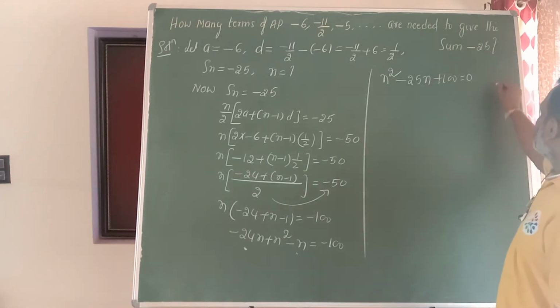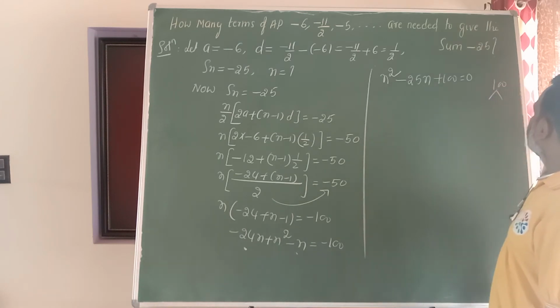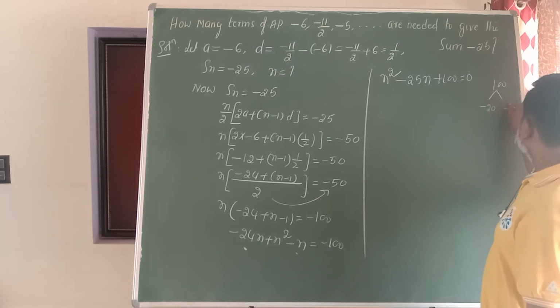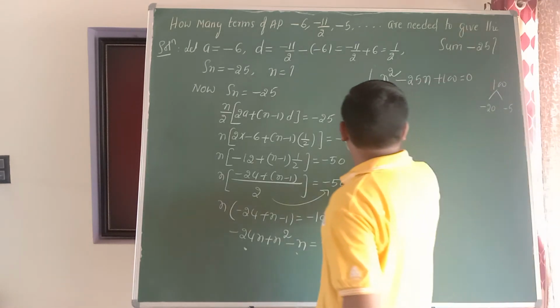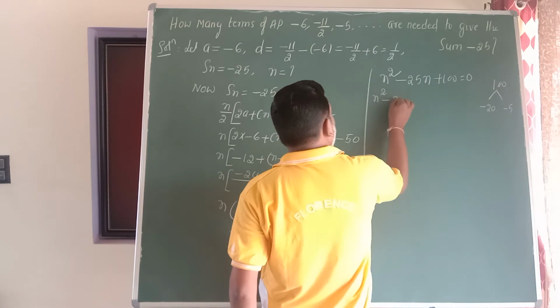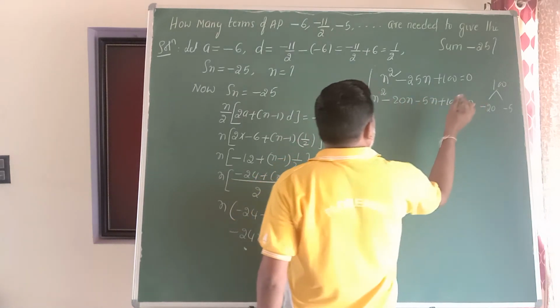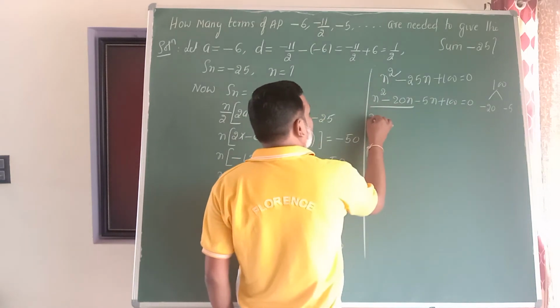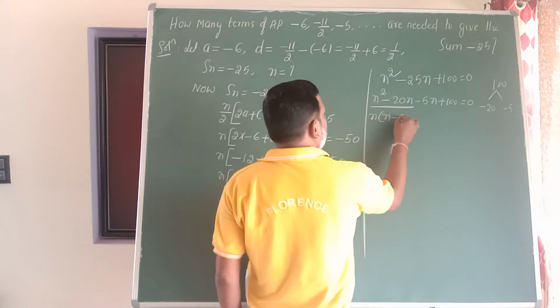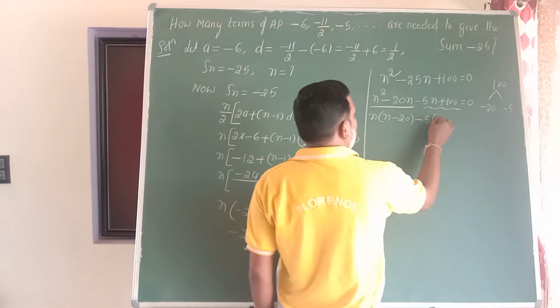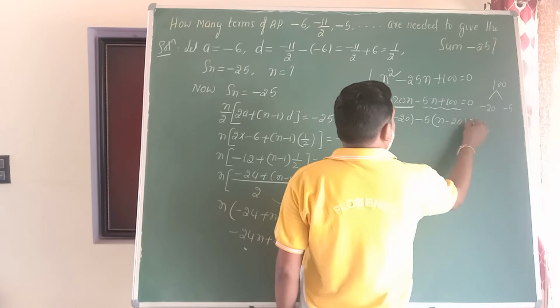Just factorize it. 100 is there. If you multiply the two terms, you should get 100. If you add them, you will get minus 25. Can I write it as minus 20 and minus 5? Yes. This becomes n square minus 20n minus 5n plus 100 is equal to 0. Now from these two terms I can take n as common, that becomes n minus 20. From these two terms I can take minus 5 as common. What happens here? n minus 20 is equal to 0.